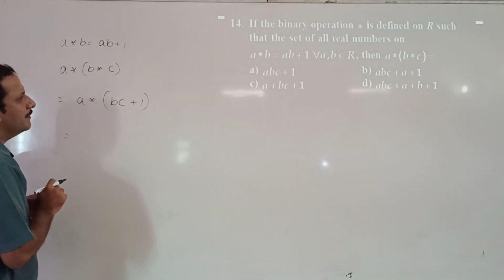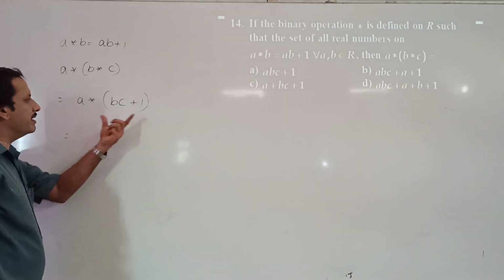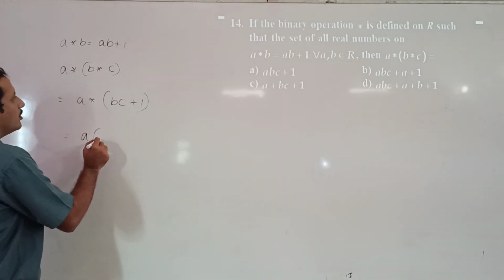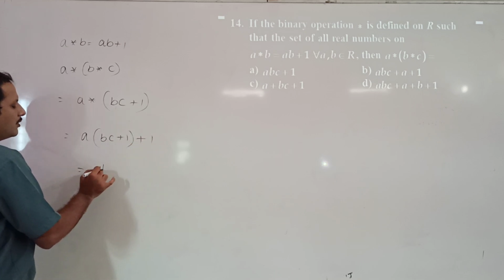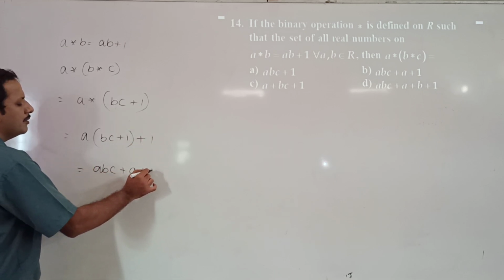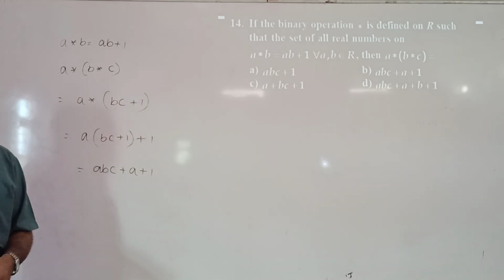This is equal to a star, you have to read this as b star c, so a into bc plus 1, plus 1. That's equal to abc plus a plus 1. abc plus a plus 1, which is the second option.